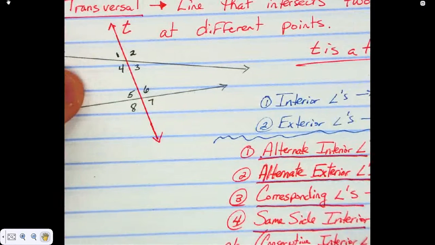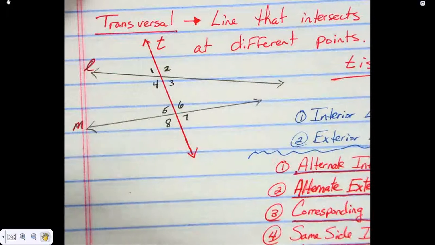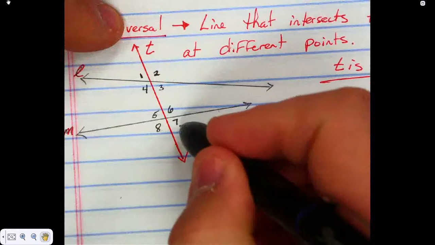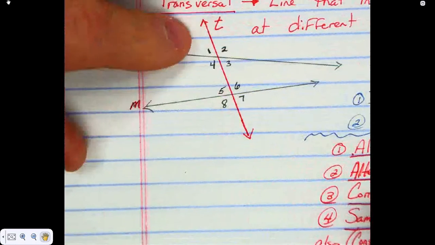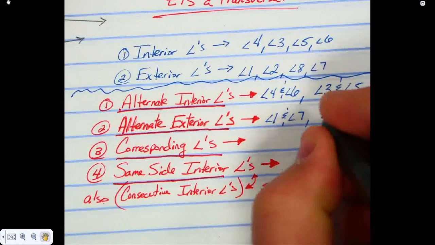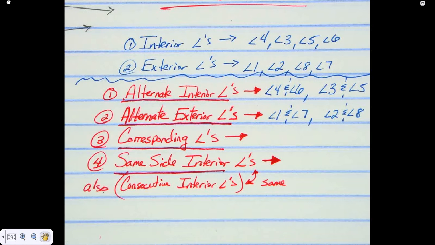Now look at this, and let's talk about the alternate exterior angles. The exterior angles are what? 1, 2, 8, 7. Which ones do you think alternate? 7 and 1. You guys okay with that? See how 1 alternates around the transversal to 7? So, angle 1 and angle 7. What about here? Is there another set? Angle 2 and angle 8. How easy is that? Is that easy to understand?